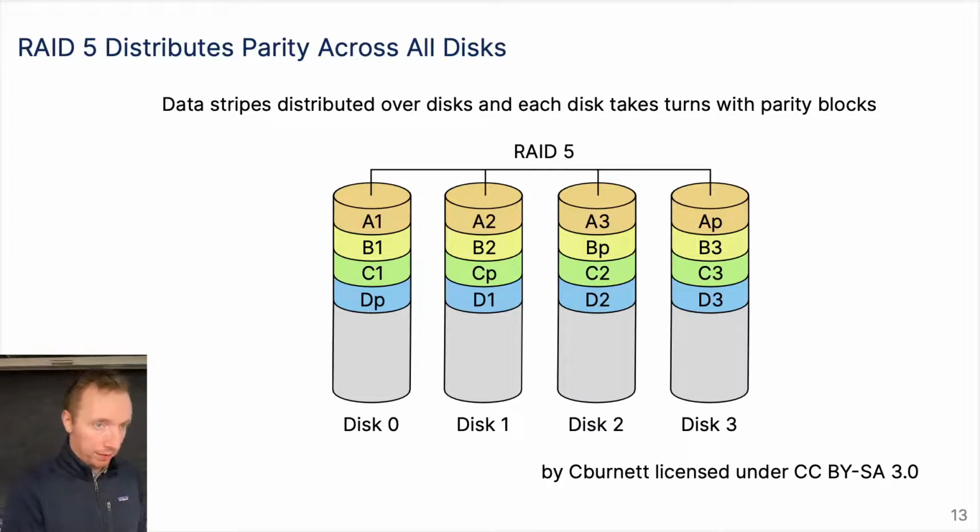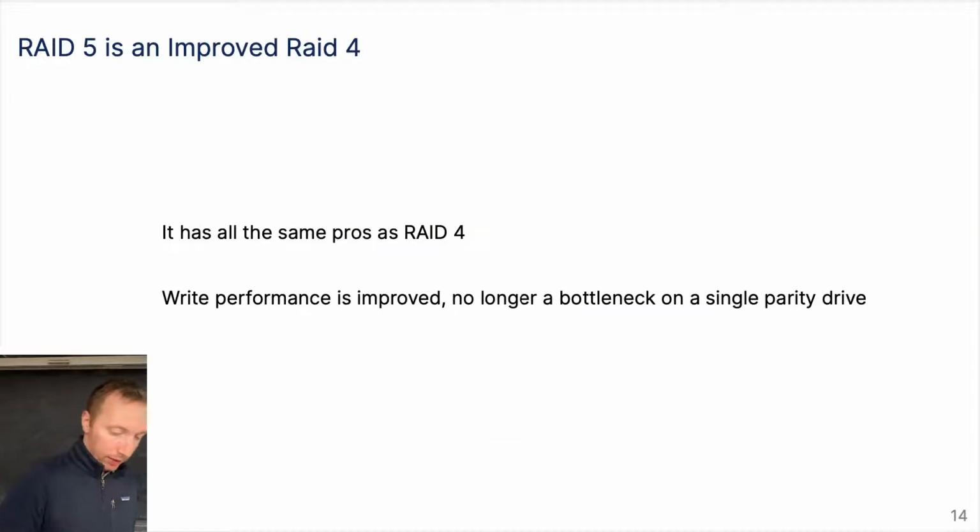RAID 5 is the first one that's actually used aside from 0 and 1. RAID 4 is not actually used because it's going to be really uneven on that parity disk. So RAID 5 is basically just an improved RAID 4, with all the same pros as RAID 4, except it doesn't have that con where we probably have suffering write performance because we're bottlenecked on a drive.